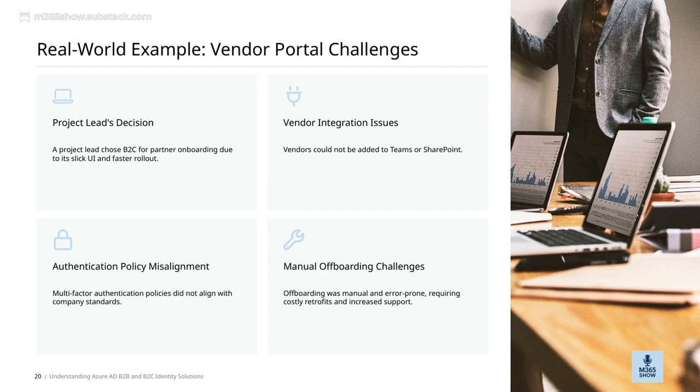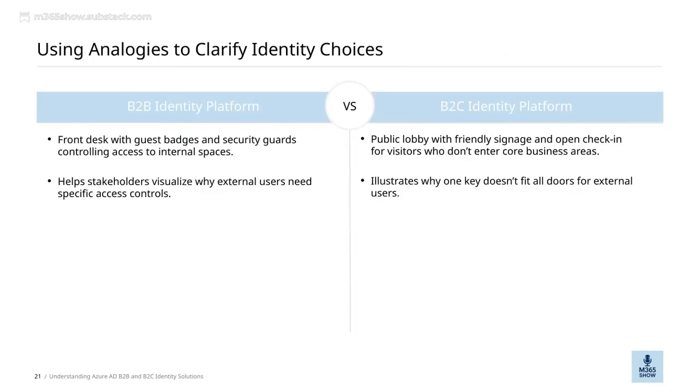All these points underscore how critical it is to have a well-structured identity management system, especially when working with external partners. Now, let's look at this analogy to better understand why different external user scenarios require different approaches. Imagine a public lobby with friendly signage and an open check-in area for visitors who don't need access to our core business spaces. This illustrates why one key doesn't fit all doors for external users. Just like visitors in a lobby, external users need specific, limited access based on their purpose. Next, picture the front desk with guest badges and security guards controlling access to internal spaces. This helps us visualize why external users, such as partners or customers, need tailored access controls. They can't just have one universal key. Each group needs the right level of entry.